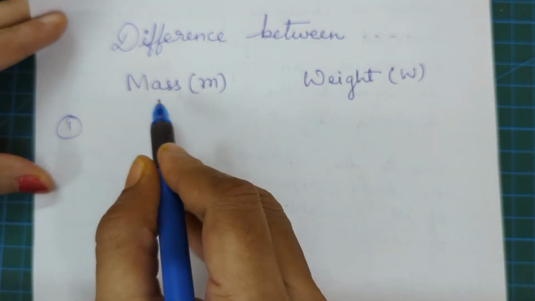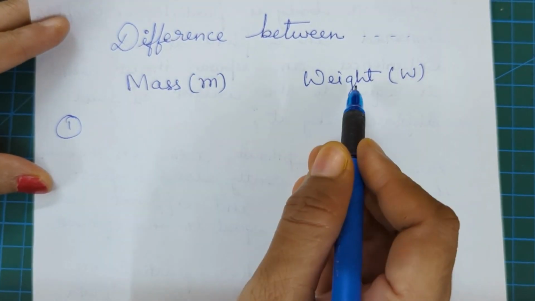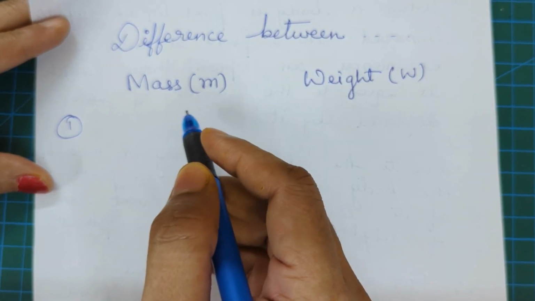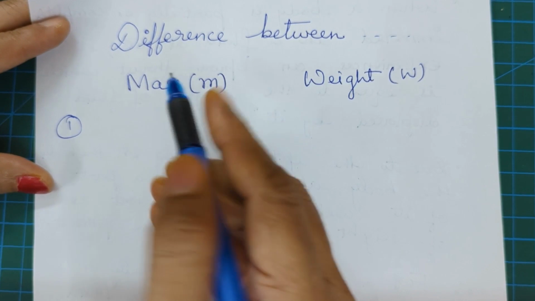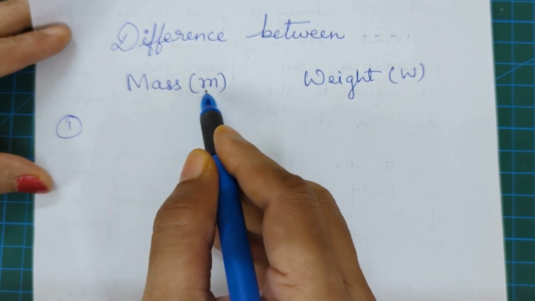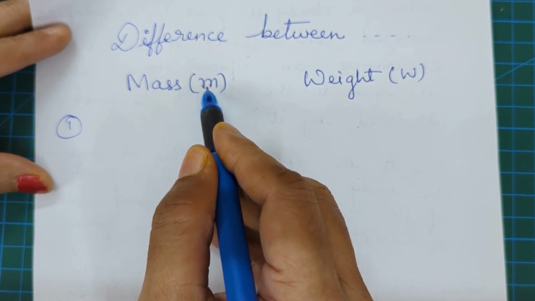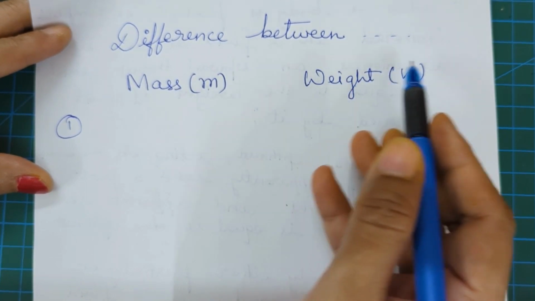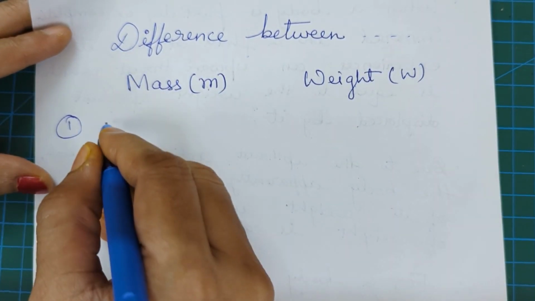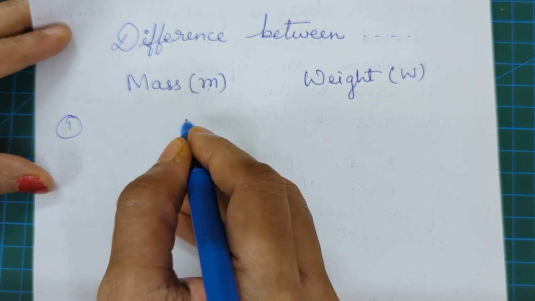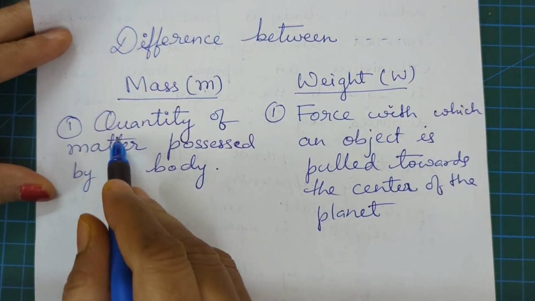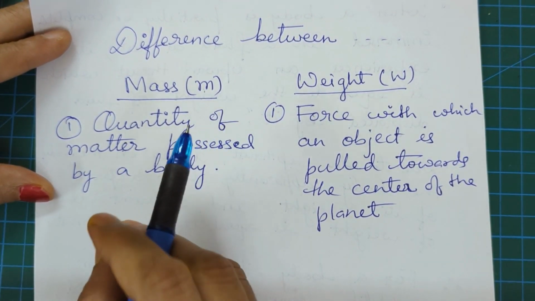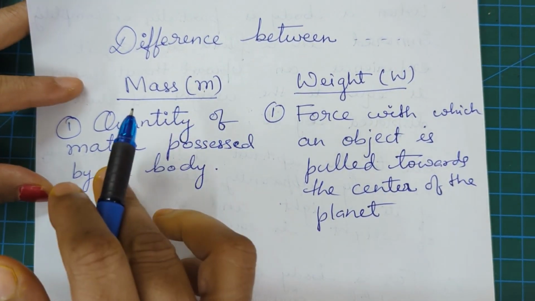So we have a topic called mass and weight. Let us first learn it in form of difference between mass and weight. They look alike but they are different. What is mass? Mass is denoted by the small letter m or capital letter M. Weight is denoted by the letter W or F. Mass is the quantity of matter possessed by a body. That means how much amount of content is there in a body is called its mass.